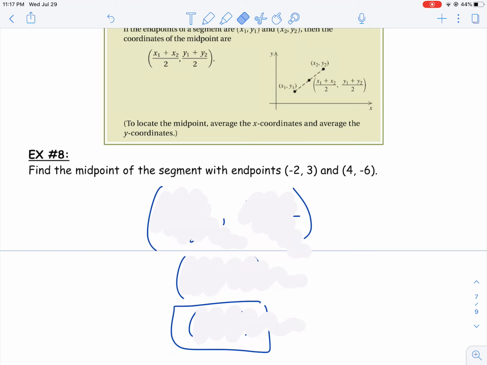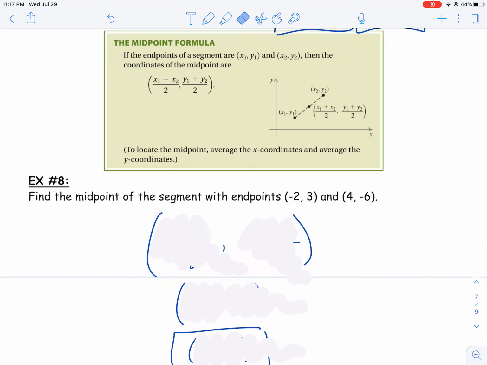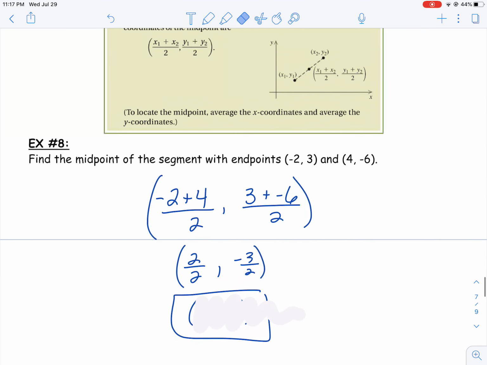Example number 8 says find the midpoint of the segment with endpoints at (-2, 3) and (4, -6). Remember, midpoint means that I can find the middle between these two points. I can add up the two x's, -2 plus 4, and then divide by 2. I can add up the two y's, 3 plus -6, and then divide by 2. -2 plus 4 is 2, and 2 divided by 2 is 1. 3 plus -6 is -3, and -3 divided by 2 is -1.5, or -3/2. So the midpoint between the two endpoints is the point (1, -3/2).